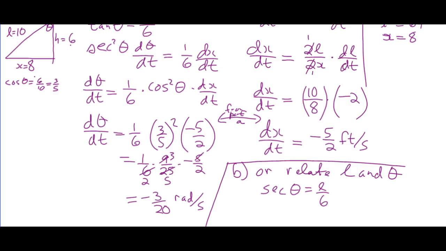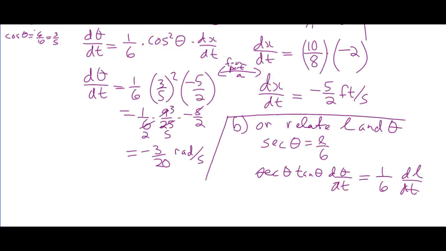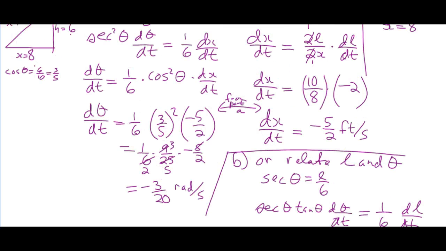But instead of tan, you're now doing secant. The derivative of secant is sec theta tan theta. So sec theta tan theta d theta by dt is equal to 1/6 dL by dt, right? Now remember, that's a known quantity. We know the rate of change of the rope, that's the -2. This value is exact.